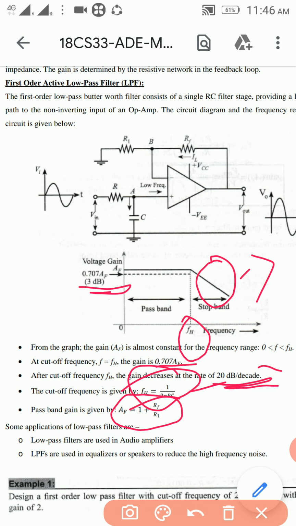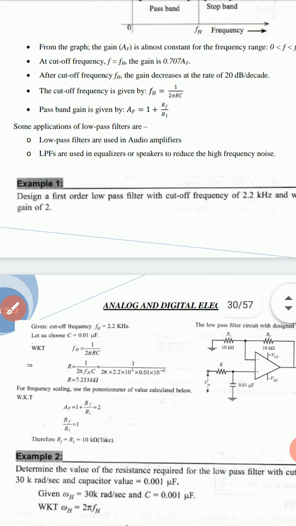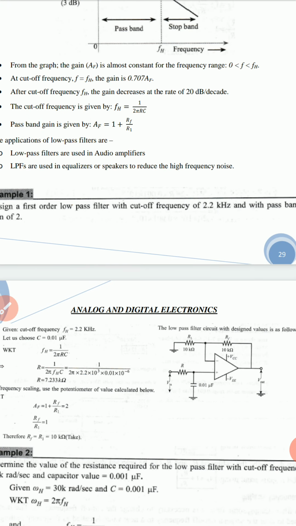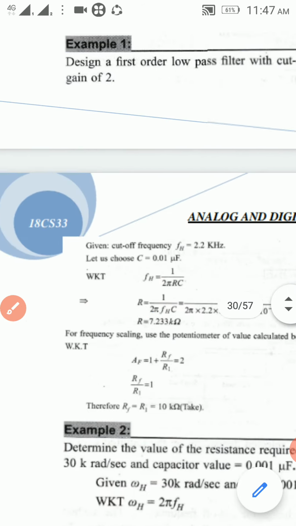Okay, so some of the problems we'll have to see based on this. See here, the first order low pass filter with a cutoff frequency of 2.2 kilohertz, and the passband gain AF has been given here as 2. What is the formula then?